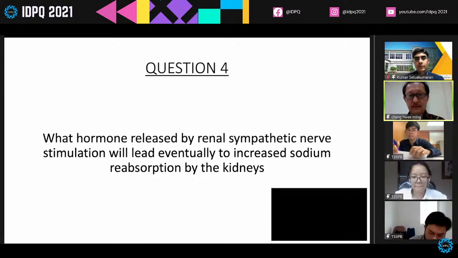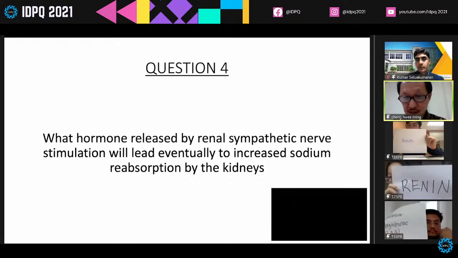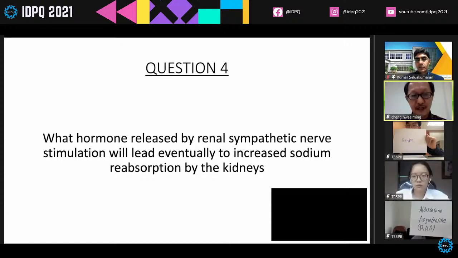Answer, please. Okay, team 33. The answer is renin. So team 36 is correct, and team 25 is correct. Team 33 is incorrect. The answer is renin. Renal sympathetic nerve stimulates the juxtaglomerular cells to release renin, and eventually you get aldosterone.